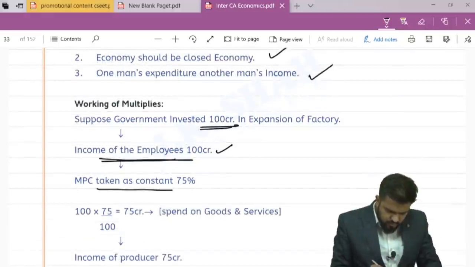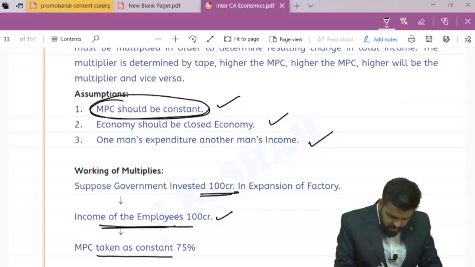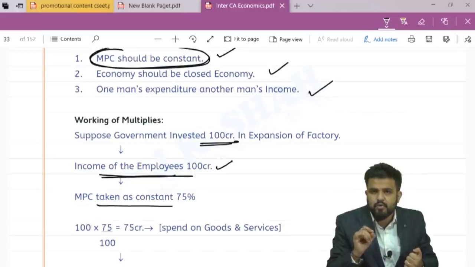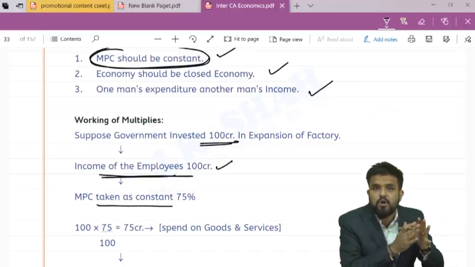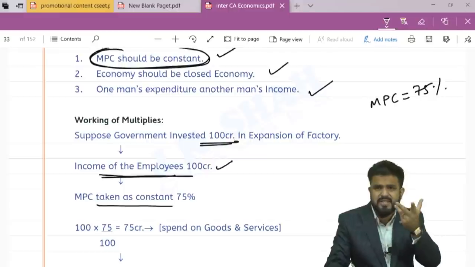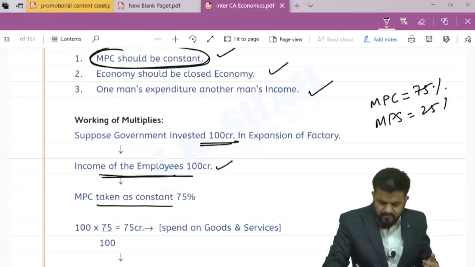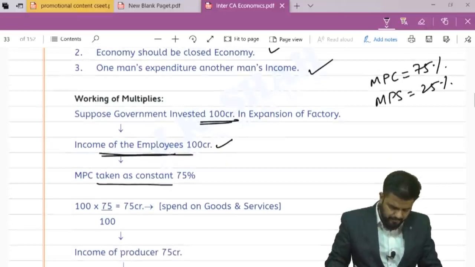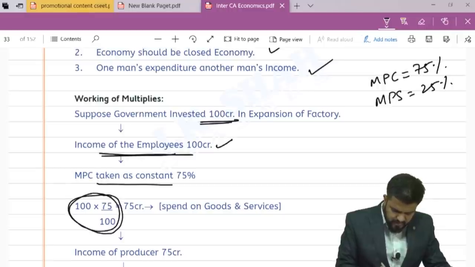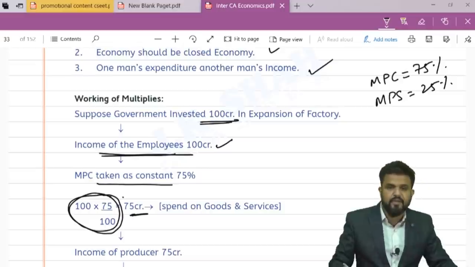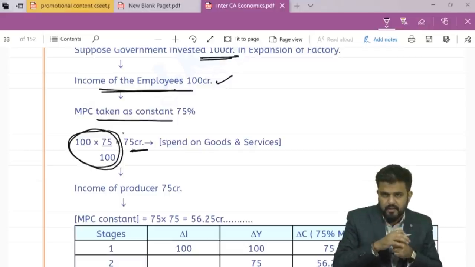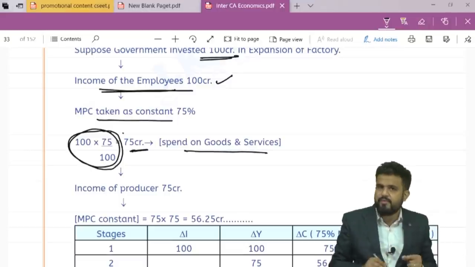Here we have assumed MPC to be constant. MPC means consumption. So at every stage a person is going to spend 75% of his or her income. So I have taken MPC as 75%, just an example. MPS will be 25%. So 75% of 100 leads to 75 crore. Whatever income people received, 100 crore, from that they will spend 75 crore in buying goods and services.